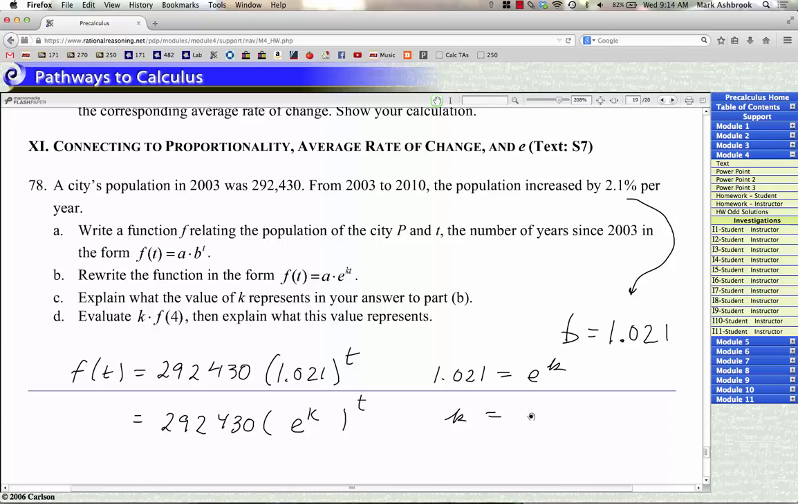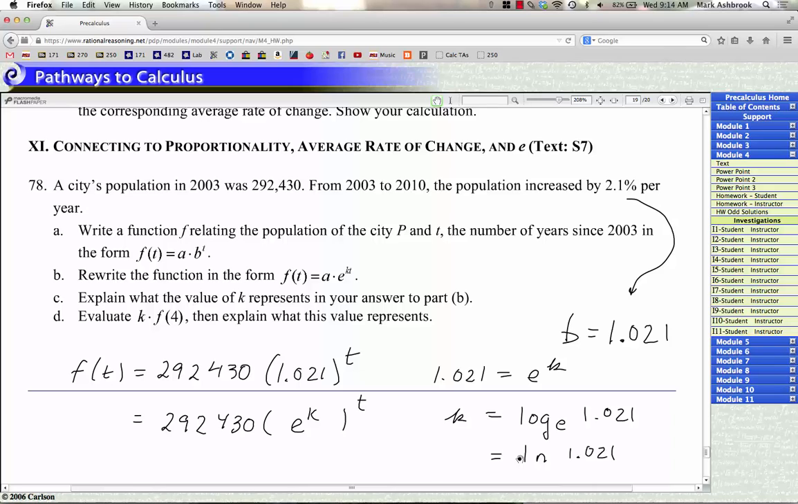0.021? No. k is the exponent of e that gives 1.021. Therefore it is a natural log, right? Exponents of e are natural logs. If you're still not sure about it, then say the exponent of e that gives 1.021. And exponent, log base e, those are natural logs. Exponents of e are natural logs. They're exponents of e.